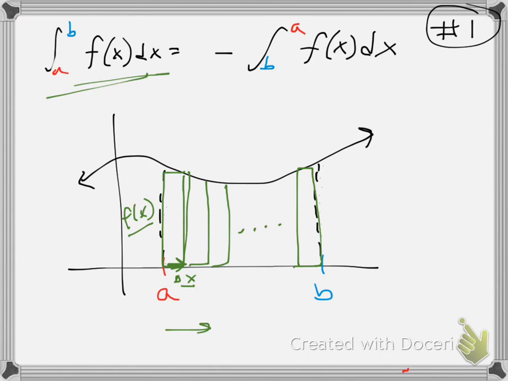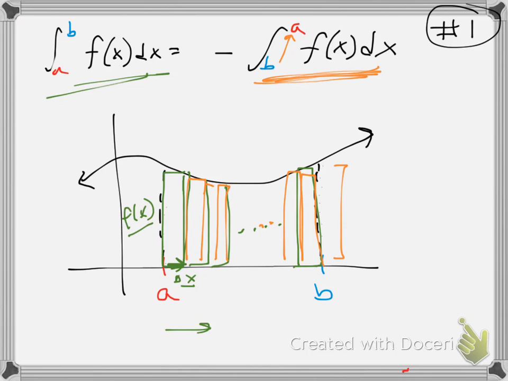But when you go in the opposite direction, not from A to B, but from a bigger number to a smaller number, which for these purposes will be B to A, our heights are still y values, and they're still positive. So again, we have infinitely many rectangles. Together they calculate the exact area under the curve.